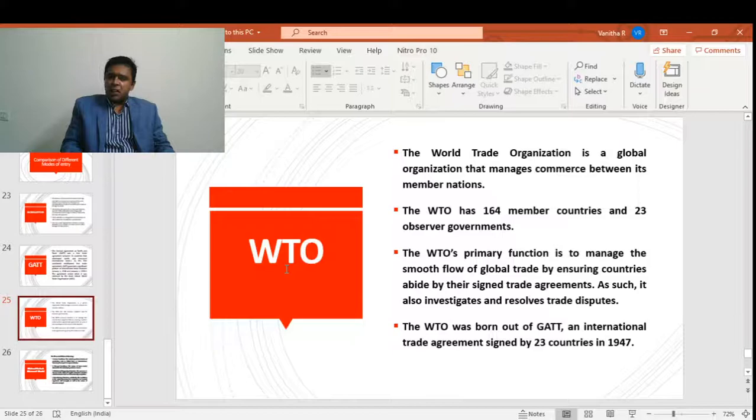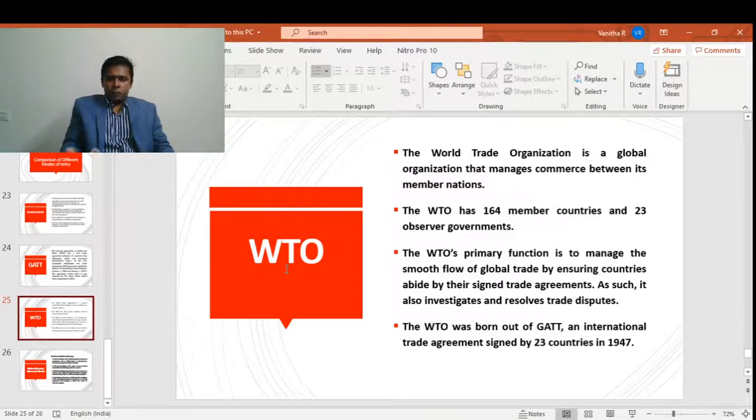Almost all the countries come to this organization, this body of a court or something. We can say court, like it is a global organization that manages commerce between its member nations. The primary function is to manage a smooth flow of global trade by ensuring countries abide by their signed trade agreements. As such, it also investigates and resolves trade disputes.